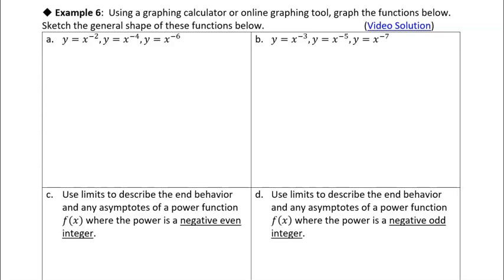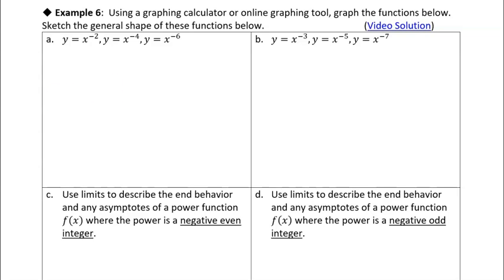All right, let's look at some more power functions, only this time we're looking at power functions with negative exponents. So part A, we're looking at x to the minus 2, x to the minus 4, x to the minus 6. So we're looking at power functions where the power is a negative even integer.